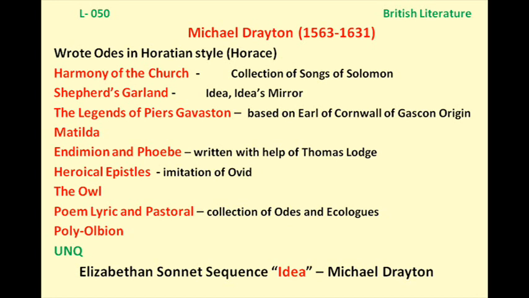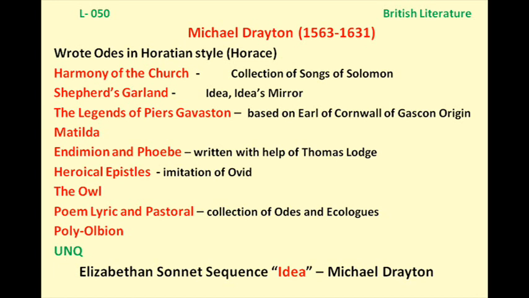The next work we have is the Legend of Piers Gaveston. It is based on the first Earl of Cornwall, an English nobleman of Gascon origin. Next, Matilda is an epic poem in rhyme royal, and then Endymion and Phoebe is another work. Though it never got republished, it contains some interesting autobiographical matters and acknowledgement of the help from Thomas Lodge. Remember this name, Thomas Lodge. He is also an English writer of the same Elizabethan age.